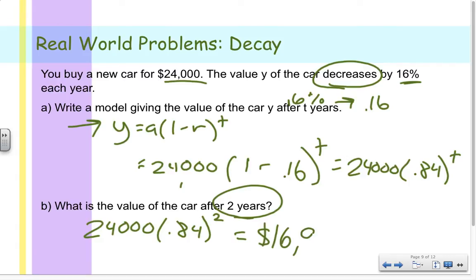So this amount here, $16,934.40, would be the amount that your car is worth if it started at $24,000 and it decreased by 16% each year after 2 years. Losing a little over $7,000 on the value of the car. That's what kind of happens with these things. So that's all of the examples that we have here.